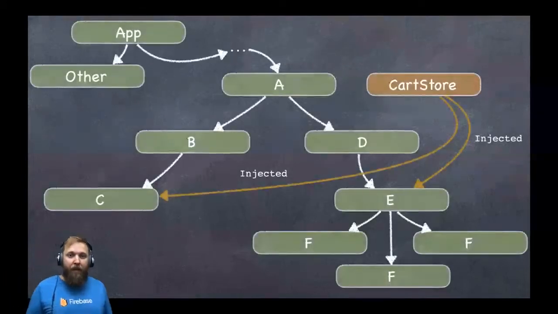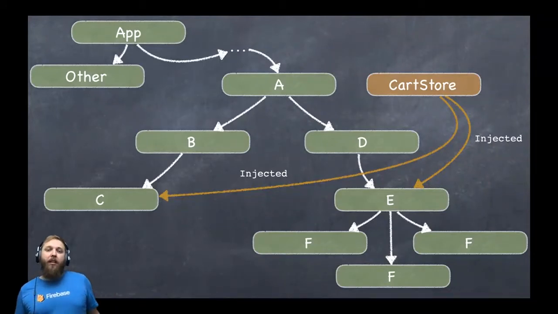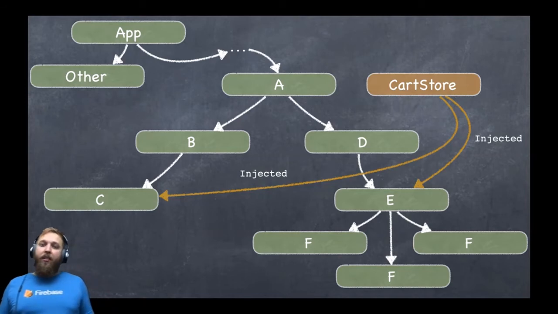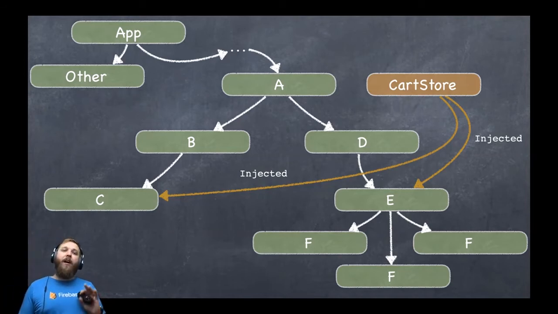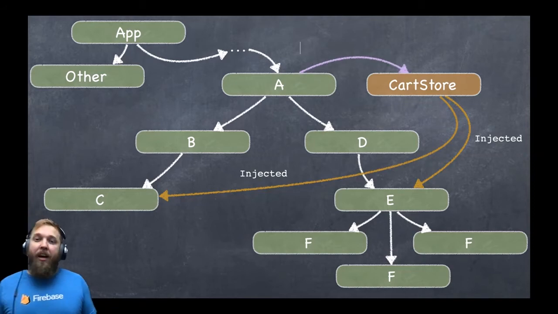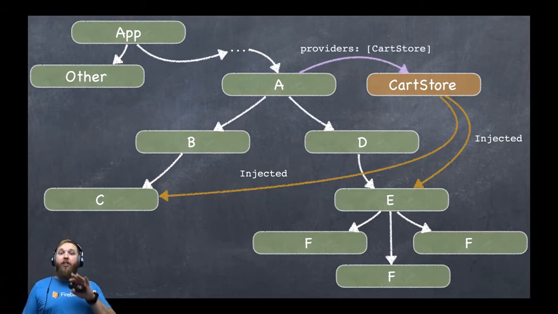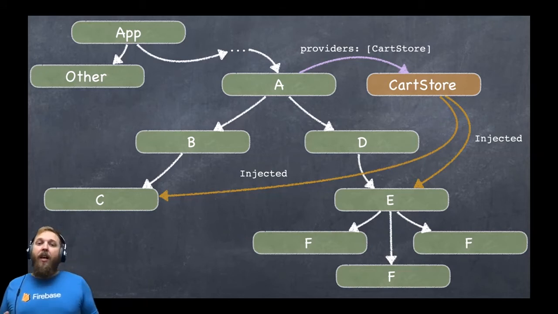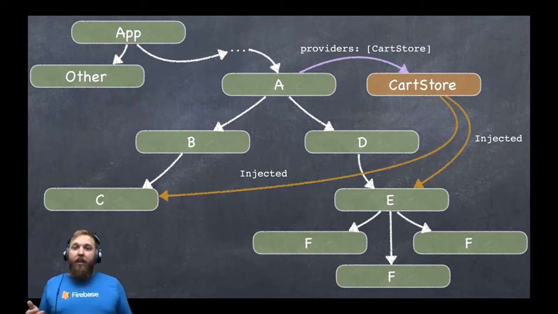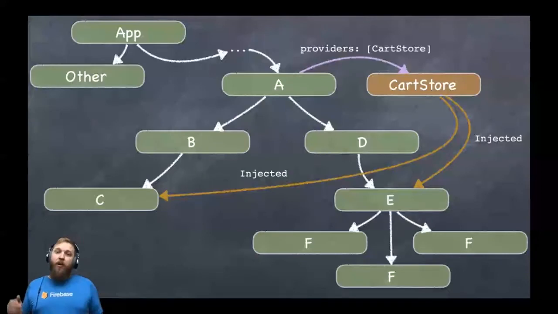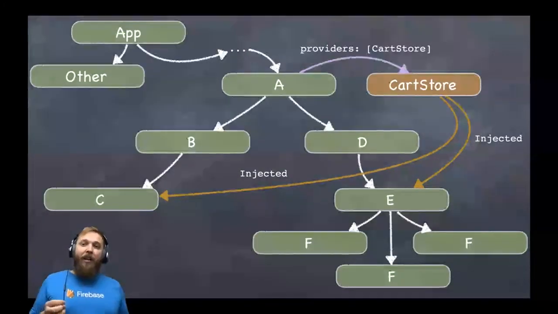So you might see this picture is roughly the same as what we had before. However, instead of the app root, card store no longer is provided in root. Instead, it would be provided in a specific node of our app tree. For example, here in the component A. So component A uses card store as a component scope provider.